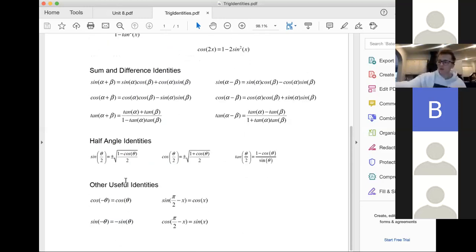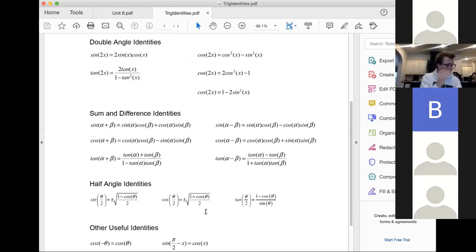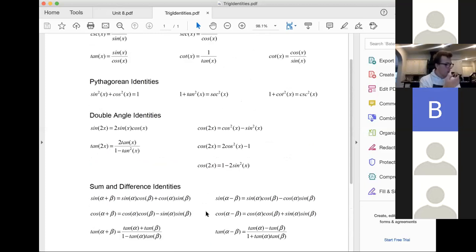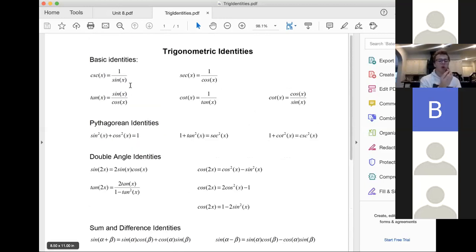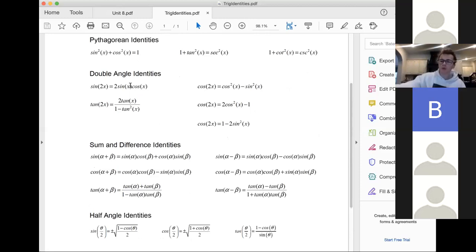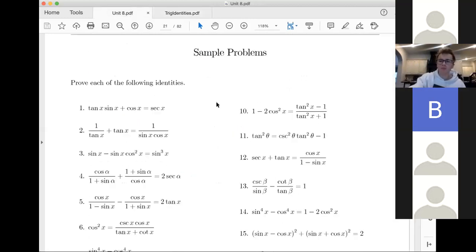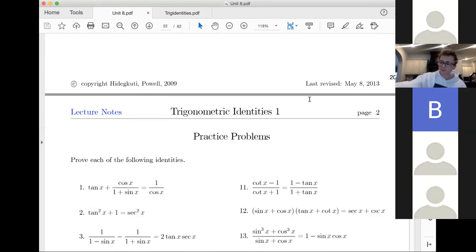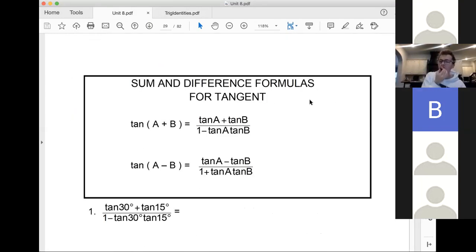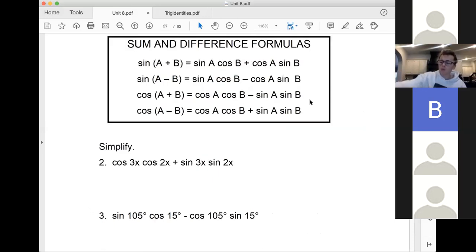And we are not really going to use the half angles and the other useful ones. If you find them useful, then be my guest, but I don't use those. So really cut the sheet off here underneath the sum and difference ones and keep going up. So really here's the purpose of the sum and difference identities. I'm going to flip forward in our notebook a few pages. If you have yours and want to look at them with me, you can.